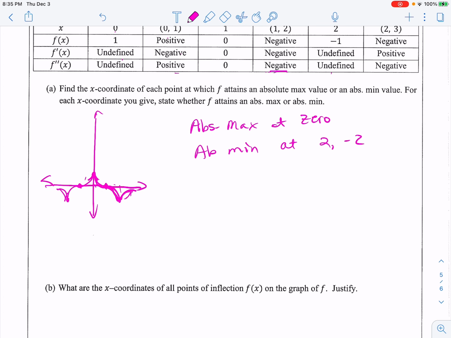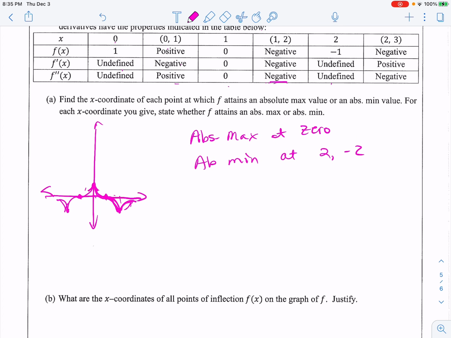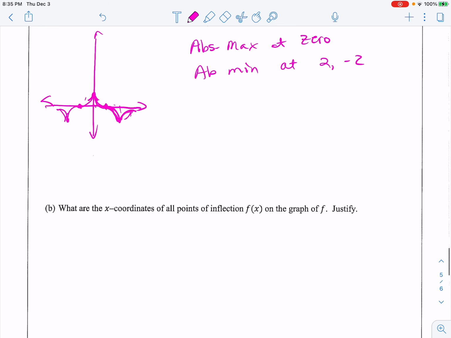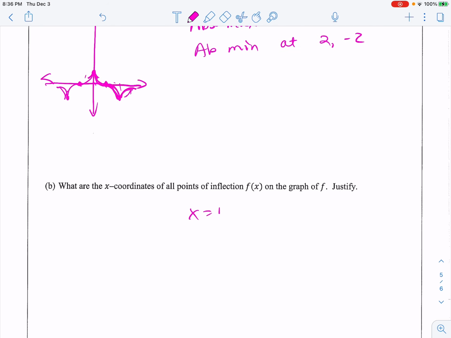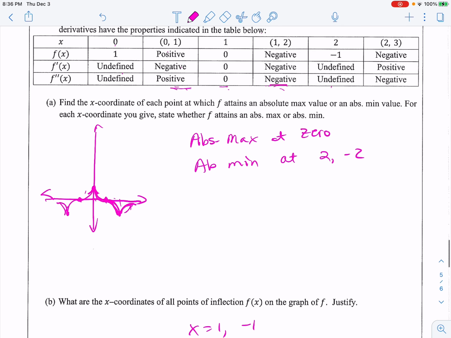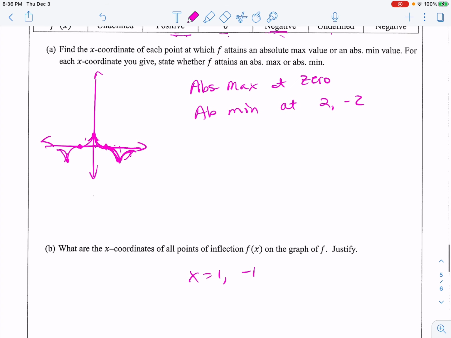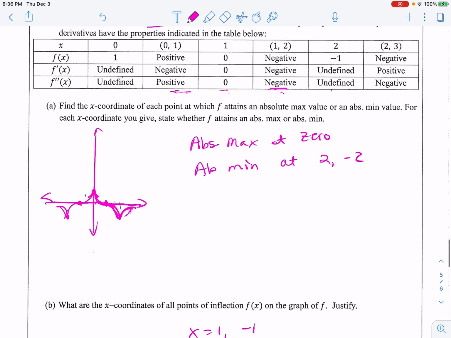What are the x-coordinates of all points of inflection? The points of inflection we have are where it changes from positive to negative, so it's going to be at 1 and -1. And we know that because this changed. Here it stayed negative. Here we didn't know. All right? That's a good graph. That's a tough one to think about. I'll stop scrolling for a minute and let you look at it.